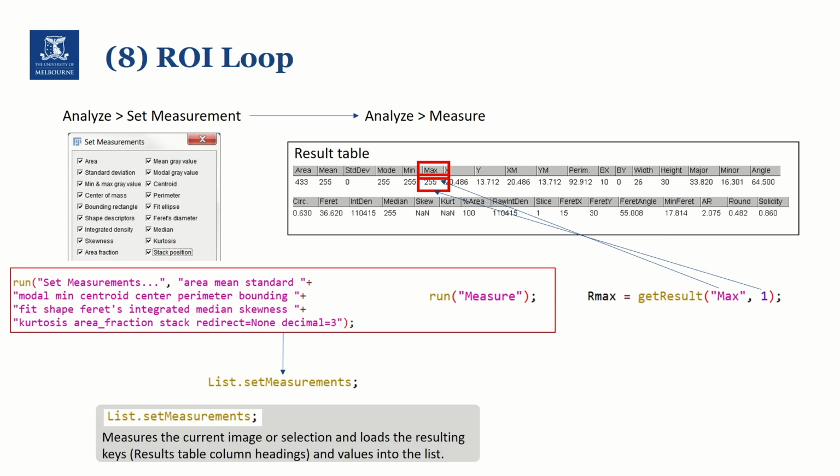The List.setMeasurement function will measure the current image or selection and store the result table column headings and the measurement values into the list. With this function, the values will be loaded into the list and not into the result table. This list will be stored in the memory, so we won't see any result table or any list. Also, this function gives data to the memory rather than returning it back to us. We don't need to set any variables for this.